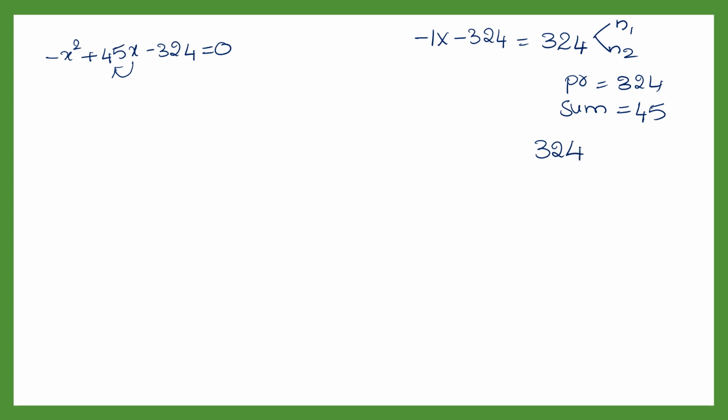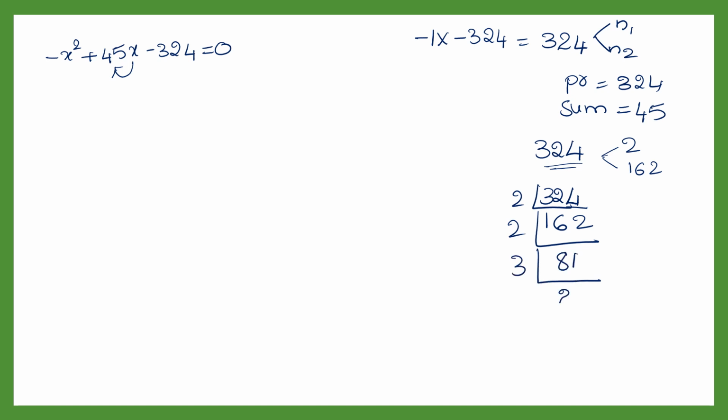So the sum we should get is 45. 324, how can we split this? Directly telling the two numbers is a bit difficult because this is a big number. We could write two tables: 2 ones are 2, 2 1s into 162 is 324. But the sum is not 45. So to solve this problem easily, find the prime factors of 324. 2 ones are 2, 2 6s are 12, 2 2s are 4. 2 8s are 16, 2 1s are 2. Next, 3 2s are 6, 3 3s are 9. Next, 3 3s are 9. So, what are the prime factors of 324?